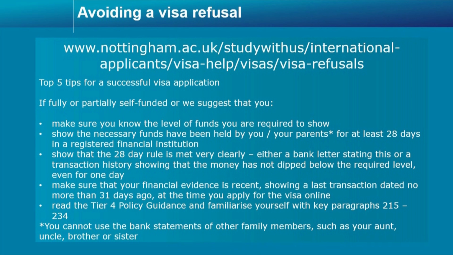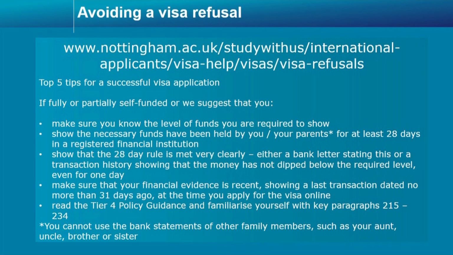The most common reason for a visa refusal for our students is incorrect or incomplete financial evidence. So all of our top tips are around preparing that evidence correctly. So firstly, make sure you know the level of funds that you are required to show. You will see the tuition fee stated on your CAS document. So you're going to add the tuition fee to the maintenance fee, which is £9,135, and make sure you're showing that full amount. Secondly, make sure that the funds have been held by you or your parents or legal guardians for at least 28 days in a registered financial institution.